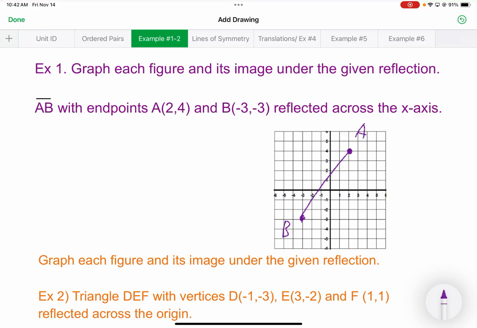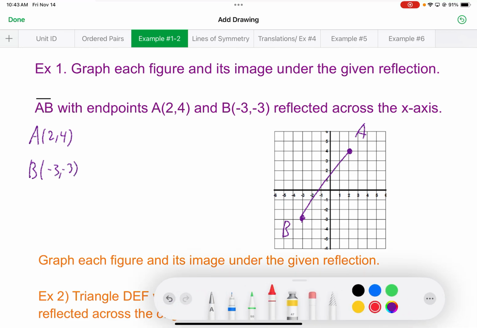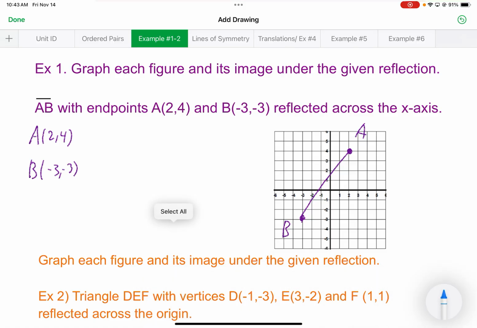There's my line. So what I'm going to do off to the left here, I'm going to write A, which is (2, 4), and then B, which is (negative 3, negative 3). And then I'm going to do my rule. So we said reflect it across the x-axis. So I want to come up with an A prime and a B prime. So if I reflect something over the x-axis, what is that rule? (x, y) becomes what?